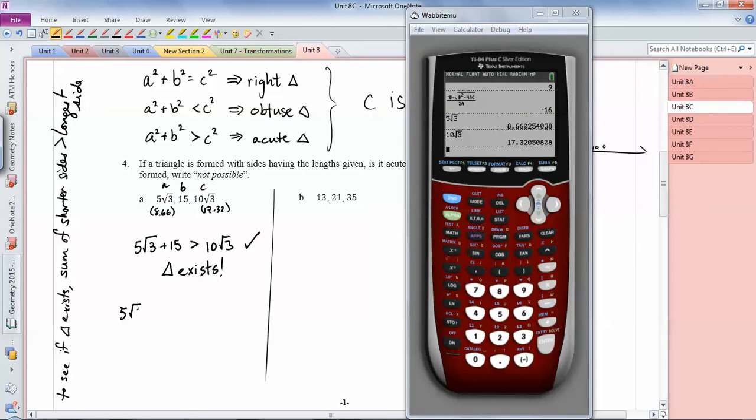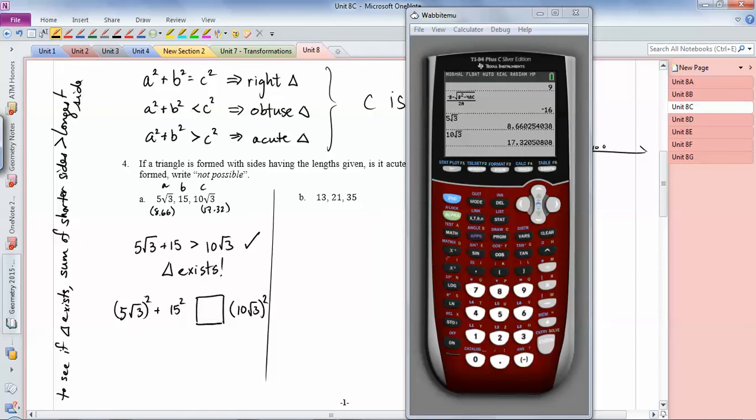5 root 3 squared plus 15 squared. And we want to know, is it equal to, is it greater than, or is it less than? Or I'll do it in the same order we did it before. Which one of these three things goes in the box when we put c squared over here, 10 root 3 all squared? So let's work it out a little bit.